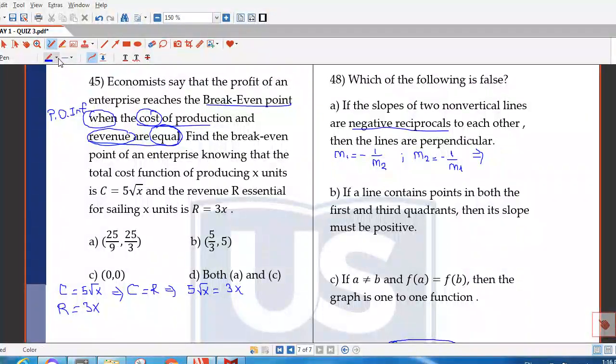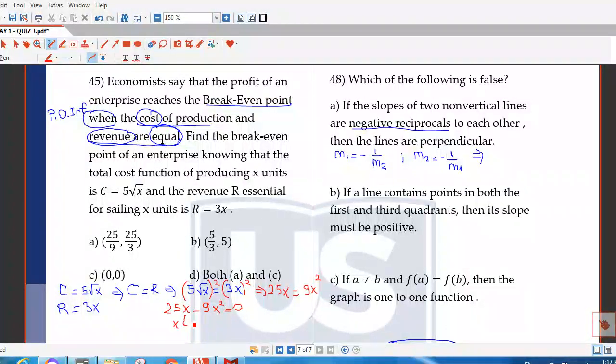I have to take the square. It will be better if I take the square. I am going to get 25x is equal to 9x squared. I am trying to solve equations, so don't do any operation here. Try to get all your unknowns on the same side: 25x minus 9x to the power of 2 is equal to 0.